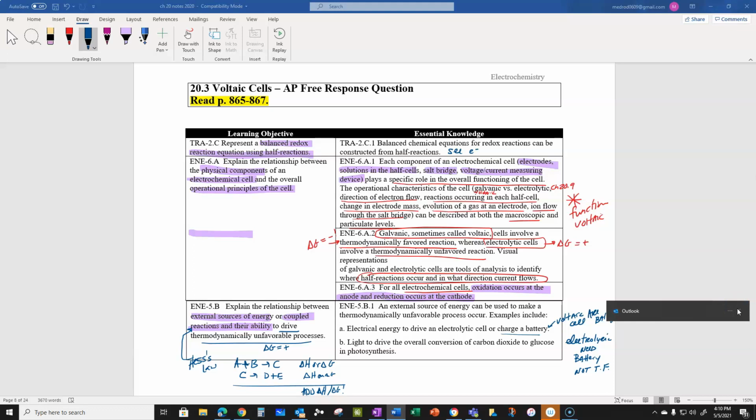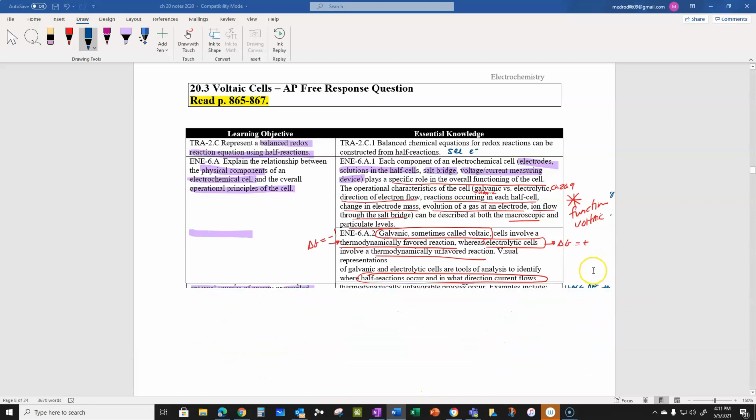Just like light to drive the overall conversion of carbon dioxide to glucose in photosynthesis. So they mention this in our learning objectives. I've never understood why, because it sounds a little bit like a little biology going on there. But in order for carbon dioxide to get converted into glucose, so that's CO2, into that C6H12O6, there must be some type of light that has to drive it, okay? Which means it must not be thermodynamically favored. So not thermodynamically favored because it relies on the light, okay? Never seen a question about that, and I'm not going to spend a lot of time on that.